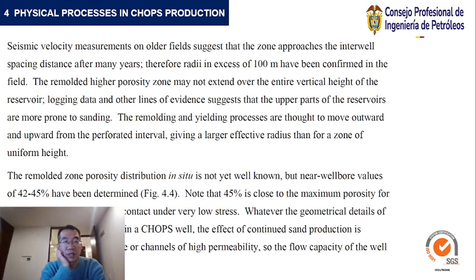The remodeled higher porosity zone may not extend over the entire vertical height of the reservoir. Logging data and other lines of evidence suggest that upper parts of the reservoirs are more prone to thinning. The remodeling and yielding process are thought to move outward and upward from the perforated interval, giving a larger effective radius than for a zone of uniform height.